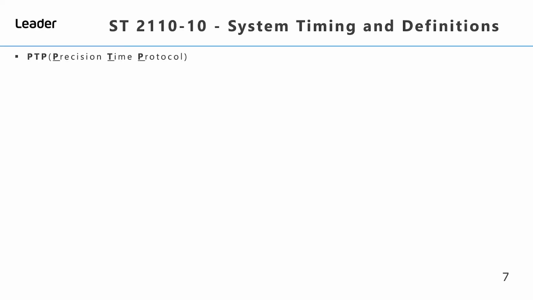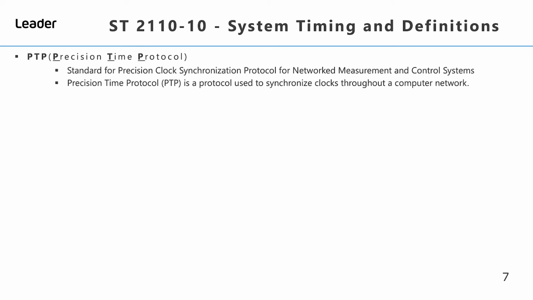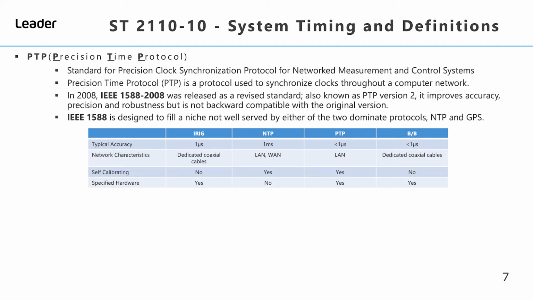So let's take a more detailed look at PTP, Precision Time Protocol, or as it's also known, Standard for Precision Clock Synchronization Protocol for Network Measurement and Control Systems. Precision Time Protocol, PTP, is a protocol used to synchronize clocks throughout a computer network. In 2008, IEEE 1588 was released as a revised standard, also known as PTP version 2. It improves accuracy, precision and robustness, but is not backward compatible with the original version.